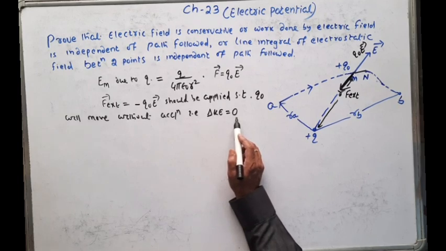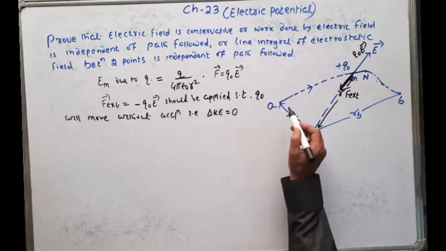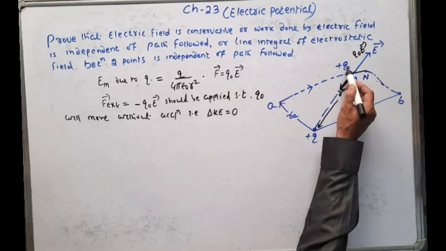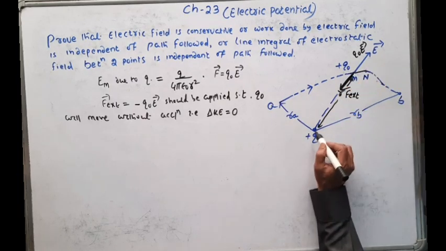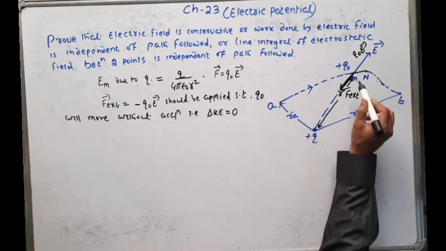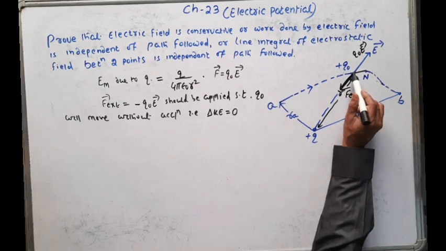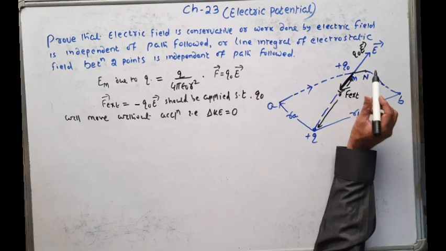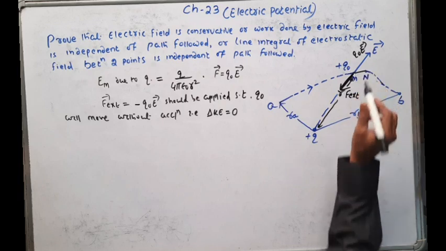Now we will find the work done from A to B if the q naught charge is moved in the presence of the electric field of the plus q charge. Let us take at any instant the charge is at the M point, and it will move from M to N, covering a distance dL.